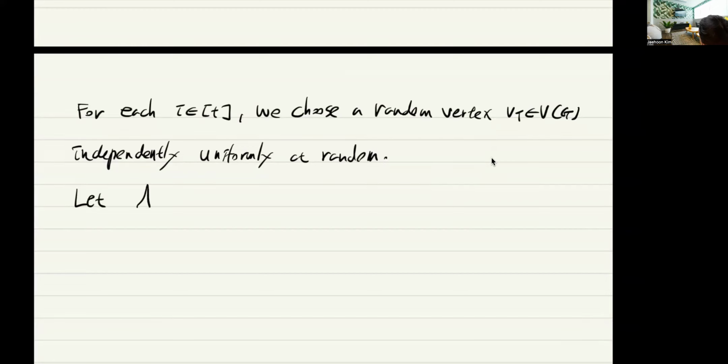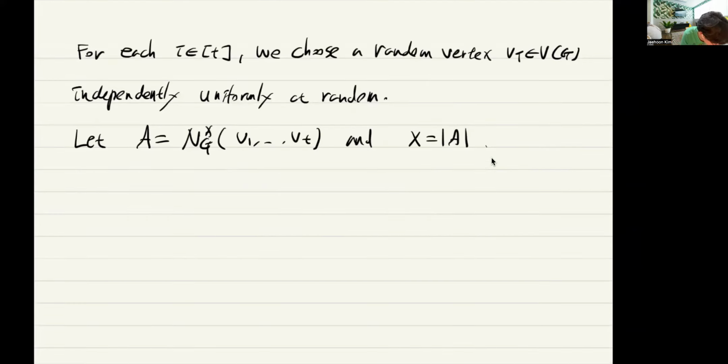So let's say A is the common neighborhood of these t vertices. And let's say X is the size of A. This is a random variable. Then we can compute the expectation of this. So what's the computation?